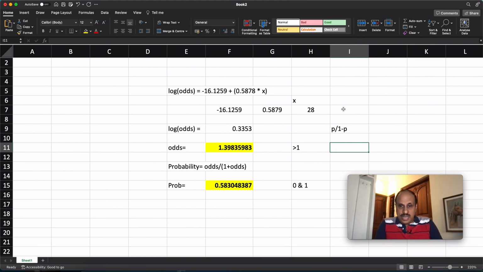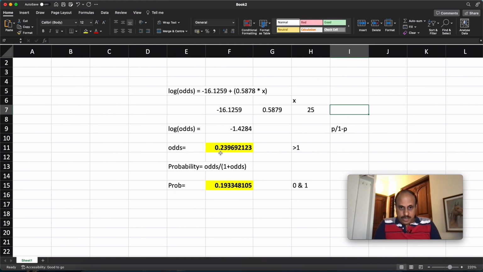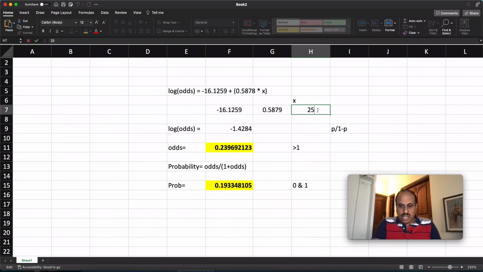Okay. If I change it to some other example, see what happens. I'll take, let us say, 25 for the x value, and see, log odds is negative, odds is 0.23, probability is 0.19. Just for thoroughness, I'm going to increase x value to, let us say, 33 and see what happens. Log odds is 26, probability is 0.96.